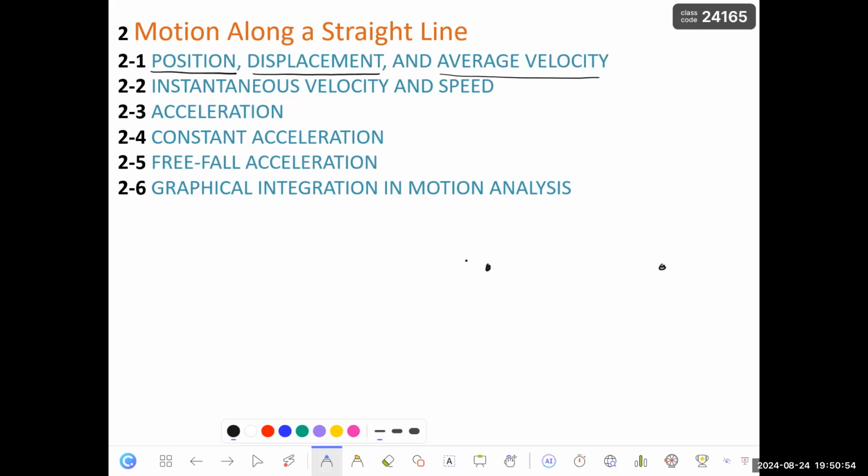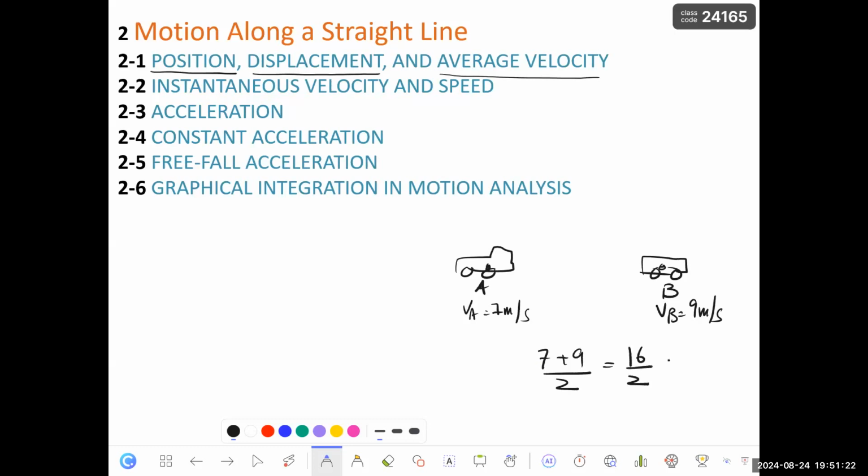an object, just like the car, moving in position A, and there is a car moving in position B. The velocity at A is 7 meter per second. The velocity at B is 9 meter per second. So what you're going to do is take the average between the two. So 7 plus 9 divided by 2. 9 plus 7 is 16, divided by 2. So the answer is 8 meter per second. And what are you going to call it? V AVG. AVG means average, and it is the symbol we use for that.